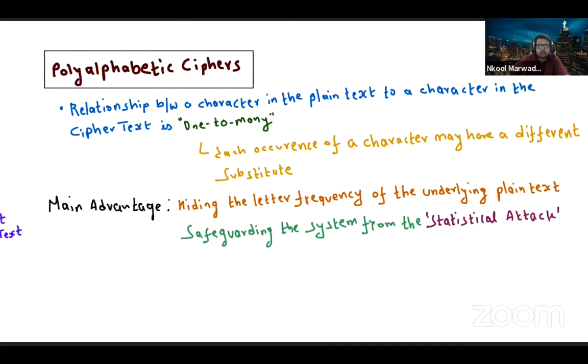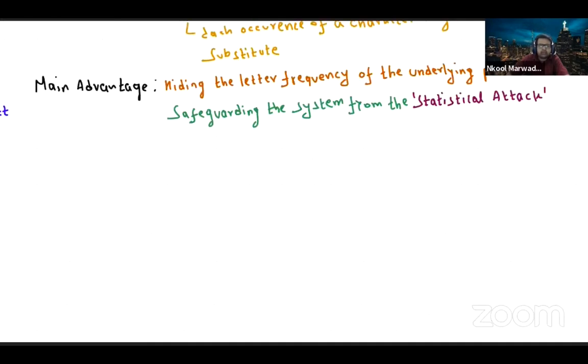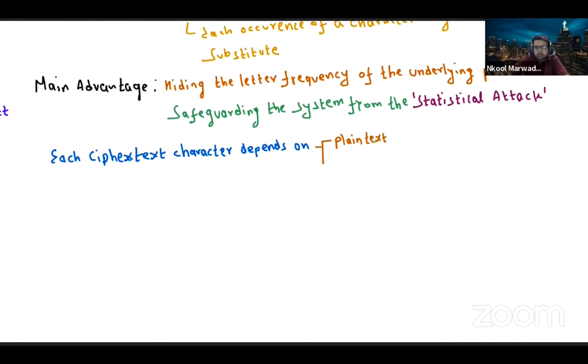And because of this one-to-many mapping, we are interested not only in the mapping but also the position of the plain text. So the idea is that in this polyalphabetic cipher, each cipher text character depends on two things: the plain text character, because the mapping will be based on the plain text character, and also the position of the plain text character.